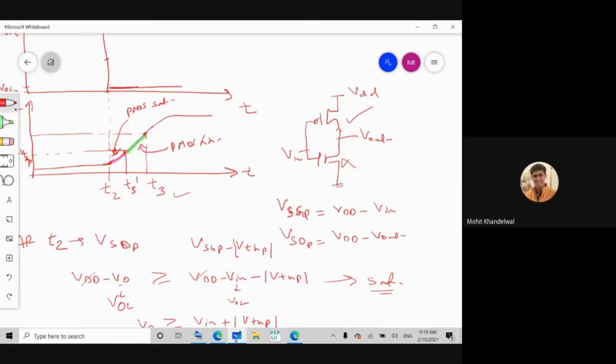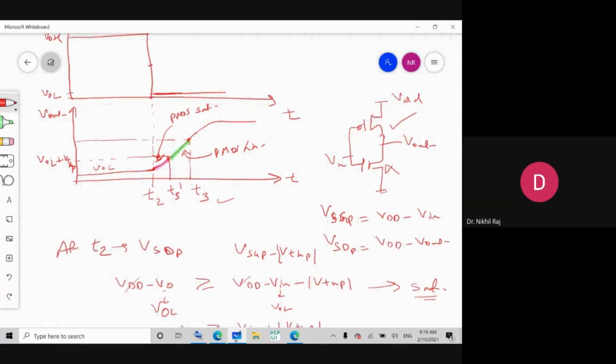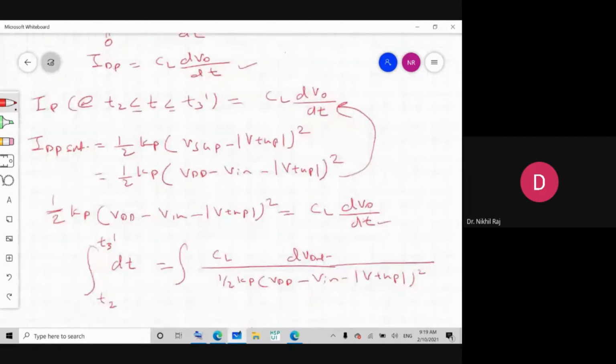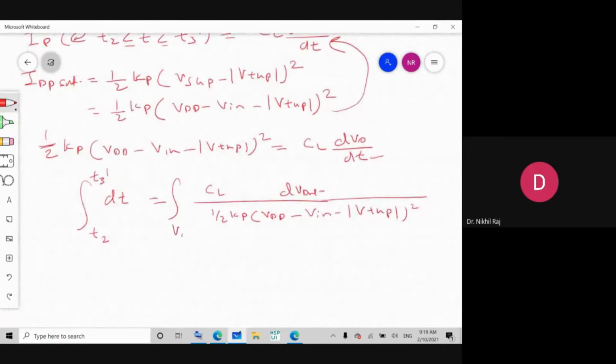VOL. And till what time it will go? T3 dash is nothing but VOL plus |VTH of P|. Sorry, here we put mod. Don't forget to put mod, otherwise the sign convention will be a problem. So here it is VOL and here it is VOL plus mod of VTH of P. Okay. So now comes the standard integration part.